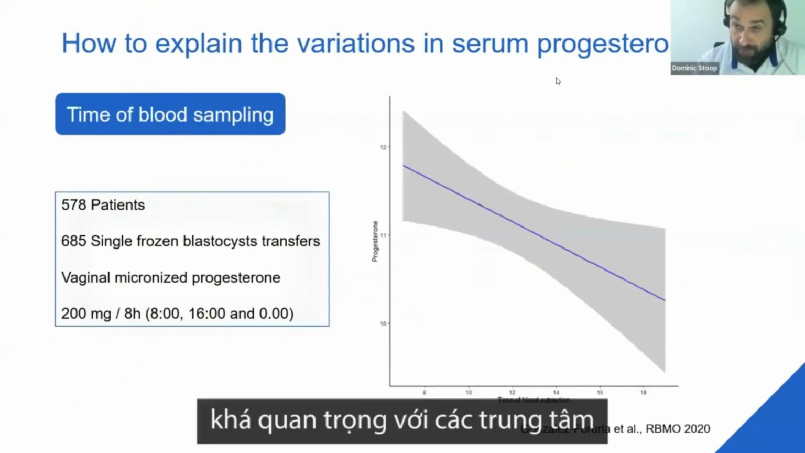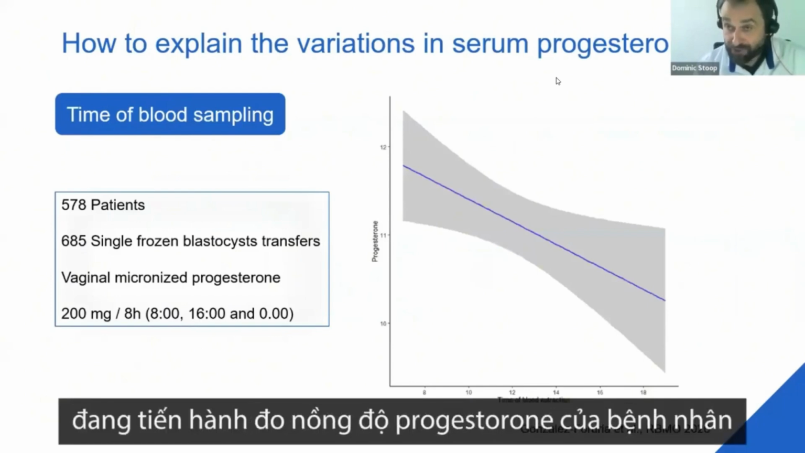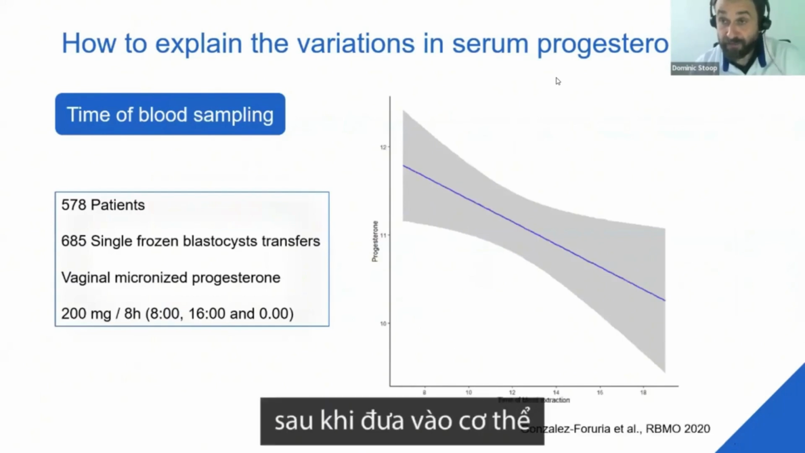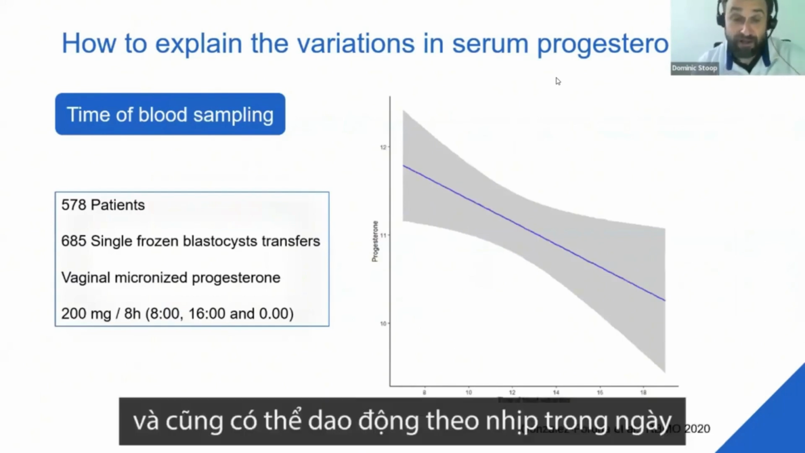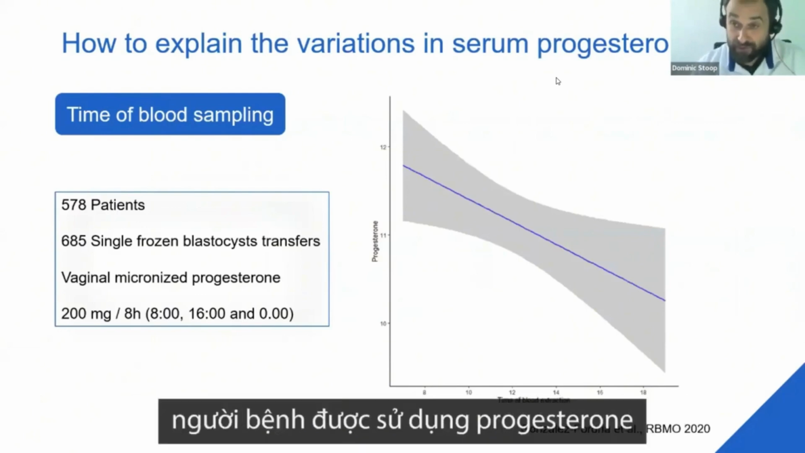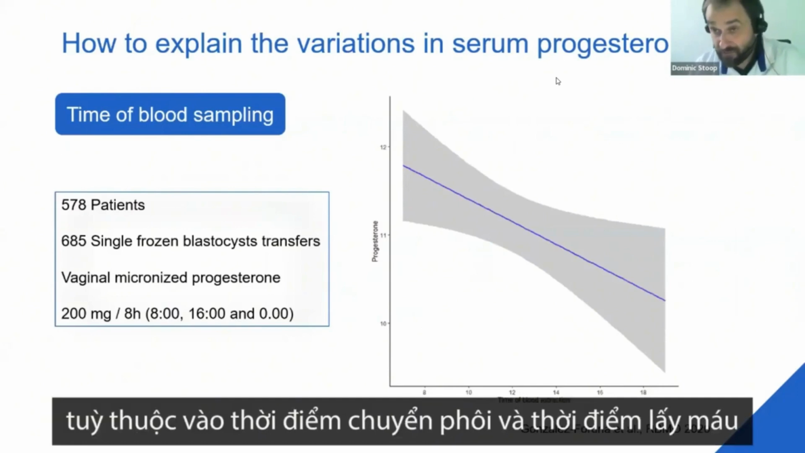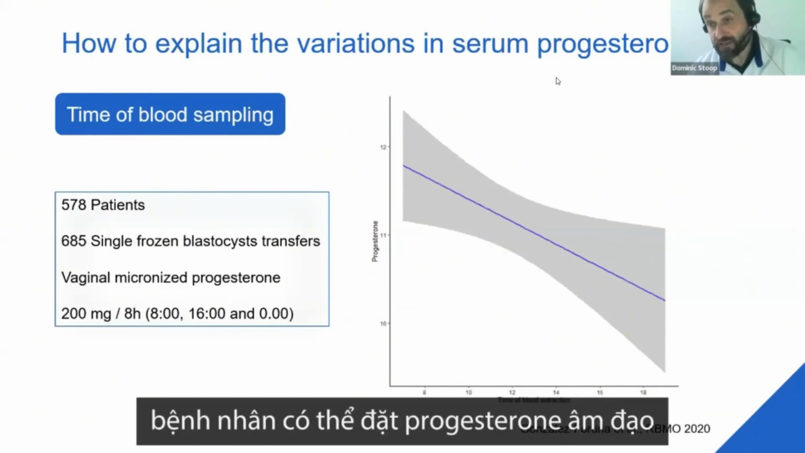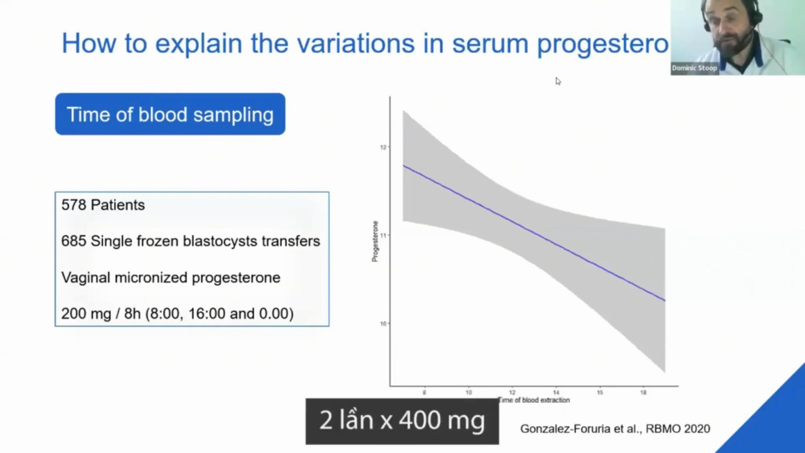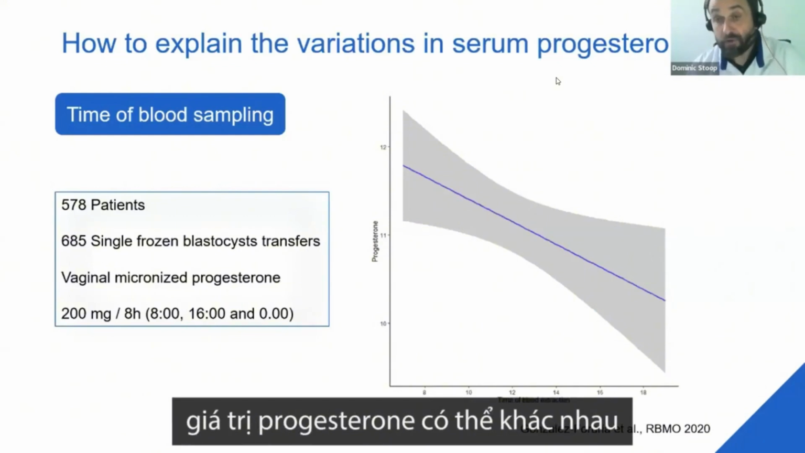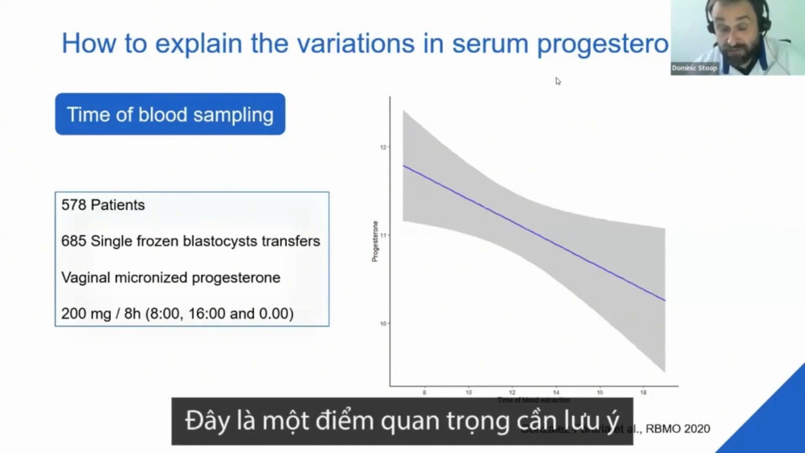Another variable which is quite important for those of us who are measuring progesterone in the clinic is knowing that progesterone will, of course, decrease with time after administration, and also may have a circadian rhythm during the day. So depending on when your patients are administered their progesterone, and depending on the time when you do your transfer and the time when you do your blood sampling, you may have different values. In our clinic, we had patients having vaginal progesterone in the morning and the evening, twice 400 milligrams, or some had 3 times a day, 200, 200, 200. If you do your transfer the same afternoon, same time, you will have different measurements. You would probably have different cutoffs. So this is important to realize.